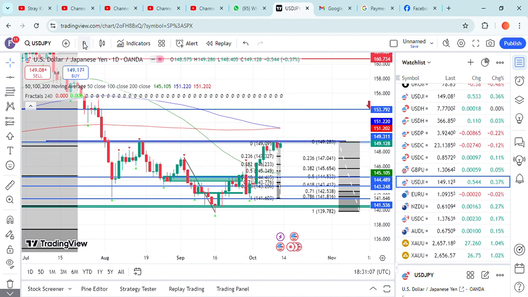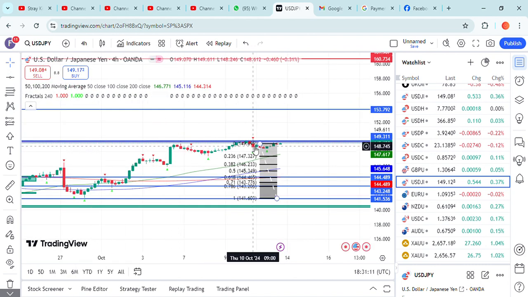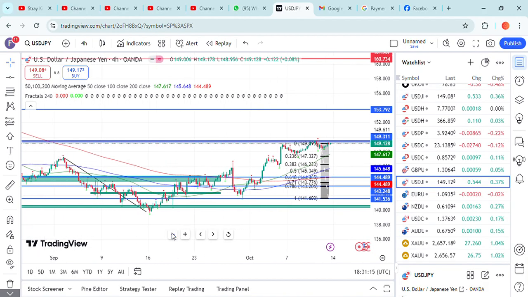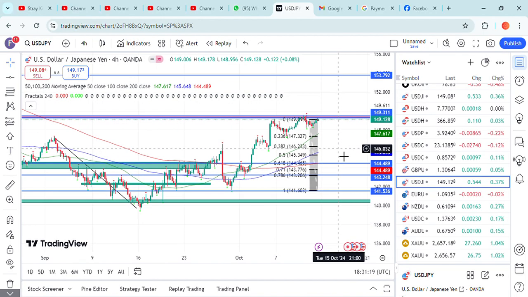I'm not sure how many of you took this 187, but this was 100% sure, because if you see, it barely touched 149.373 here and suddenly fell down, giving us 117 pips from dollar yen. So I will further be explaining this.